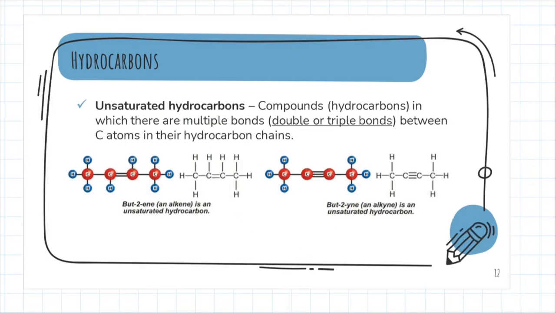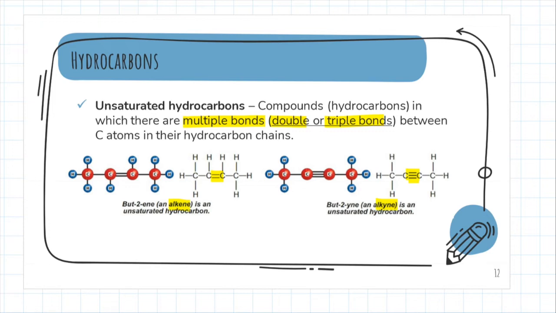On the other hand, we have what we call unsaturated hydrocarbons, and these can be defined as compounds in which there are multiple bonds between carbon atoms in their hydrocarbon chain. By multiple bonds, we are referring to double or triple bonds. So while the alkanes are considered saturated, which means they're in a sense full, there's no space for them to accept more atoms, the alkenes and alkynes are considered unsaturated because they contain double and or triple bonds.